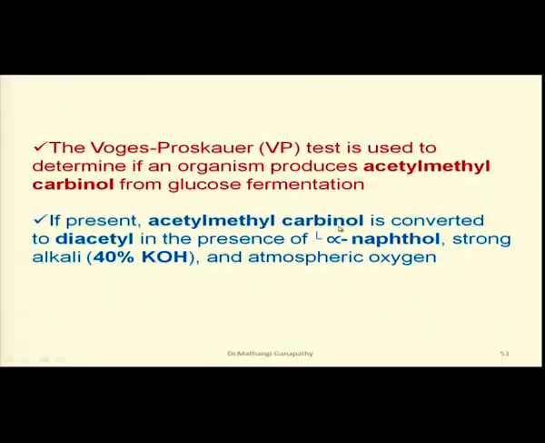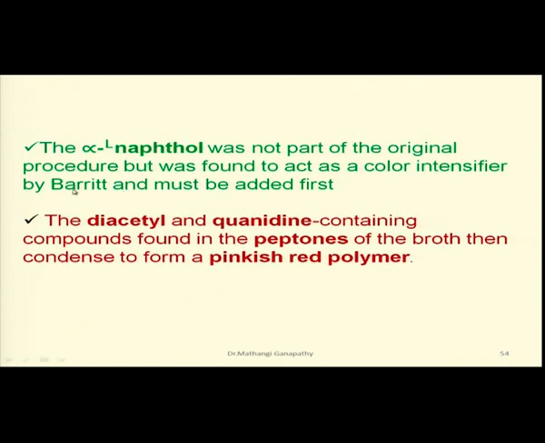If present, acetyl methyl carbinol is converted into diacetyl. Diacetyl has a typical buttery smell in the presence of alpha naphthol and strong alkali and atmospheric oxygen. The alpha naphthol is not part of the original procedure, but it was later on found to add as a color intensifier by Barrett. So, initially when Hardin did the test, alpha naphthol was not a component, but later on it was seen that addition of this alpha naphthol acts as a color intensifier, and the diacetyl and the guanidine containing compounds which are found in the peptones of the broth then condense to form a pinkish red polymer.